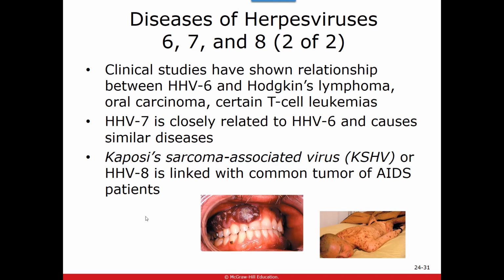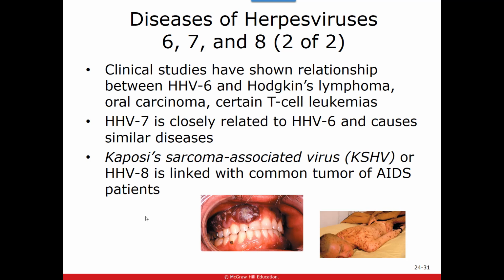Now, the human herpes virus 7, it is very closely related to human herpes virus 6, so it causes very similar types of diseases, that rash, the fever, mono-type symptoms, and that's about it. So we talk about human herpes virus 6, causes the roseola, the mono in adults, but the human herpes 7, similar type symptoms.